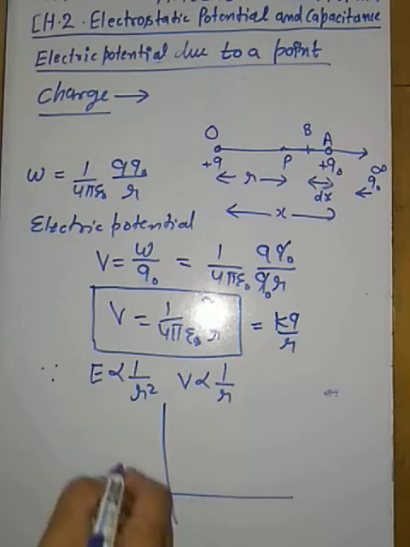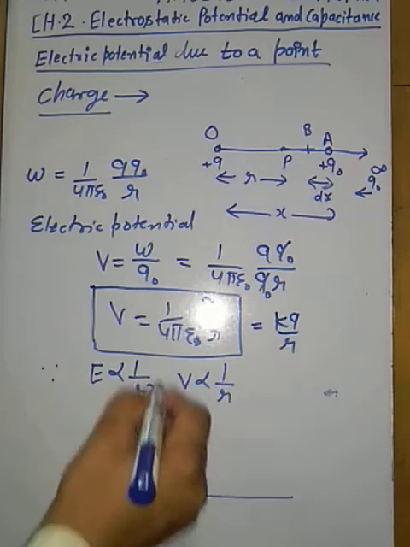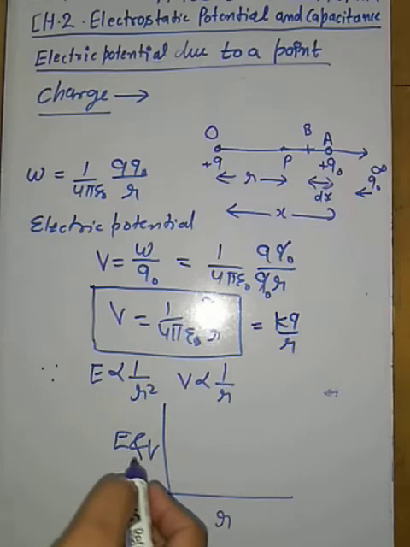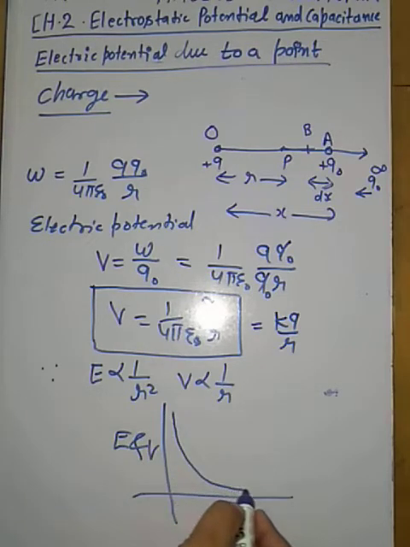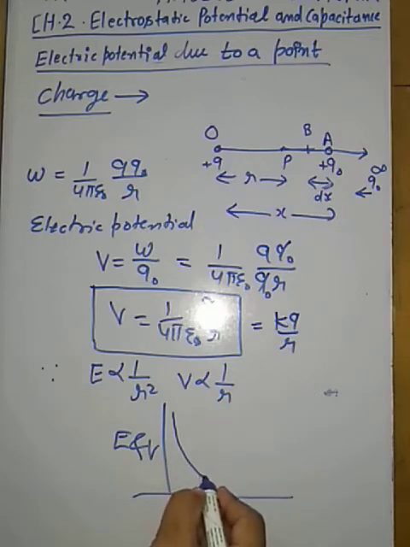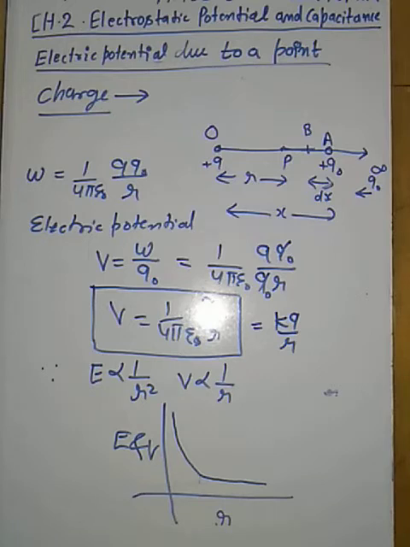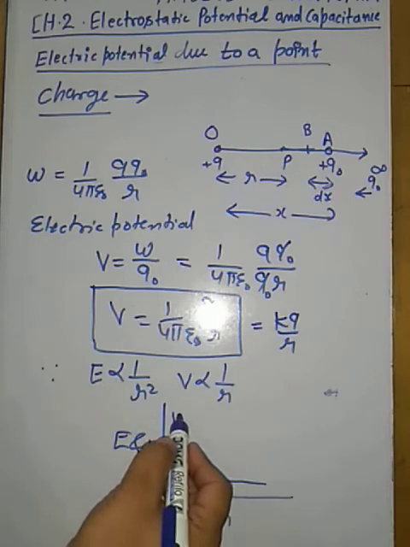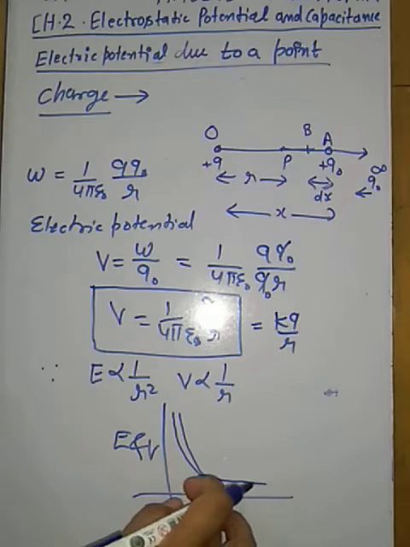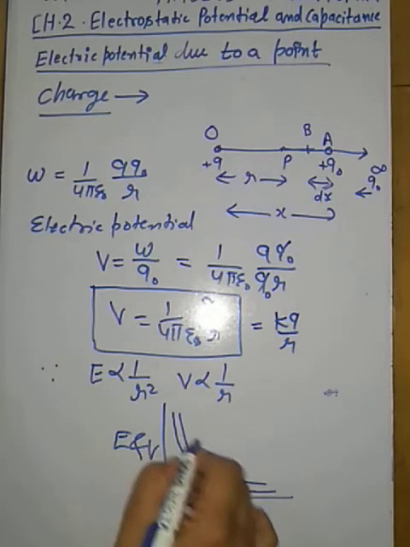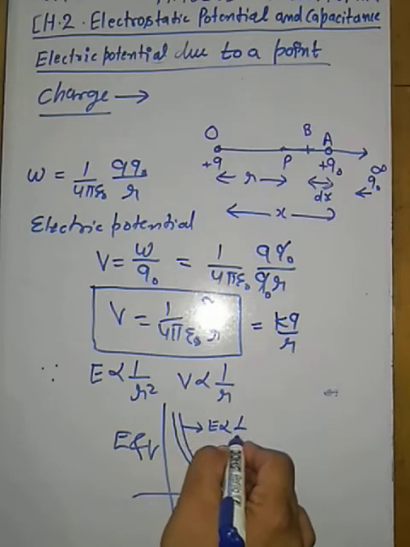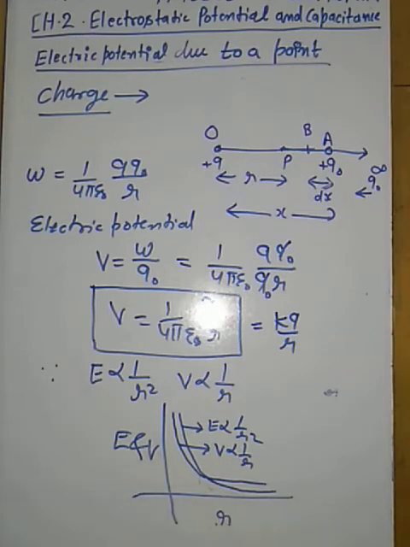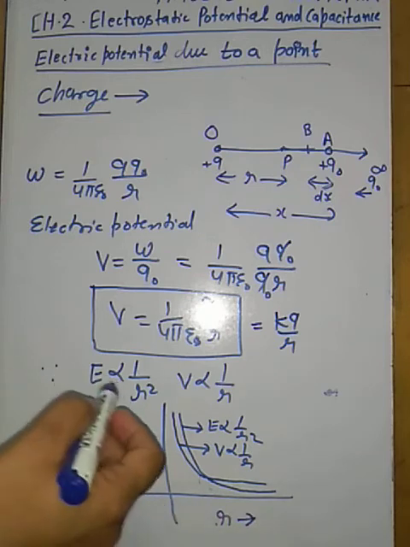If we draw a graph of E and V, taking them on the y axis and r on the x axis, then the graph for the electric potential will be a decreasing curve. Similarly, if we draw the graph of the electric field, as E is inversely proportional to r square, it will decrease more as compared to the potential. This graph is E proportional to 1/r square and this may be V proportional to 1/r. Decreasing graphs of this kind will form here, for the potential and the electric field.